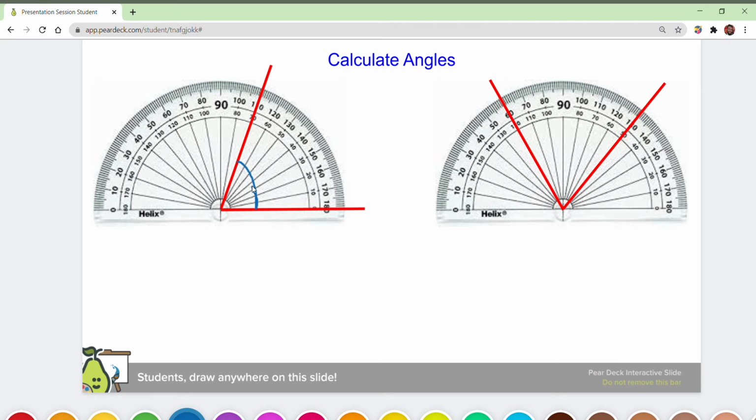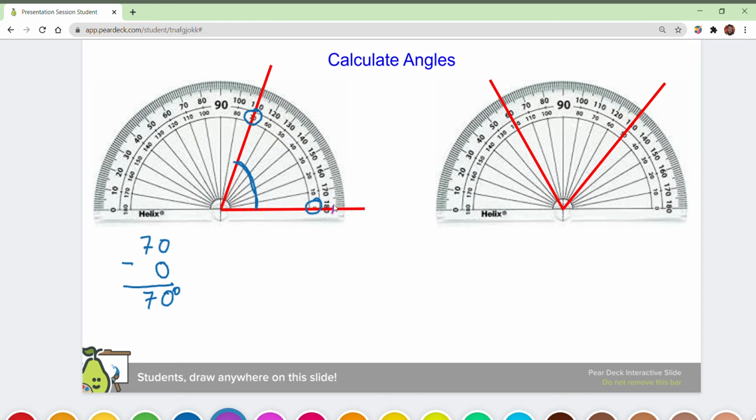We see this is our angle, so we're going to look first at the inside scale. We see this number here, 70, and this number over there, 0. So we are going to subtract the larger number minus the smallest one. 70 minus 0 is 70. This is an easy one. So 70 degrees.